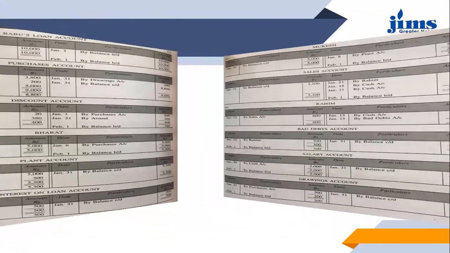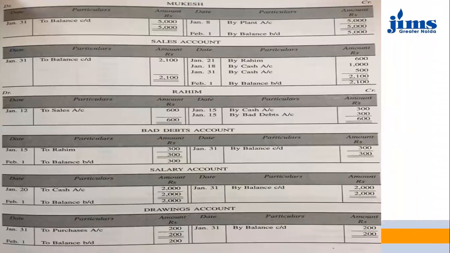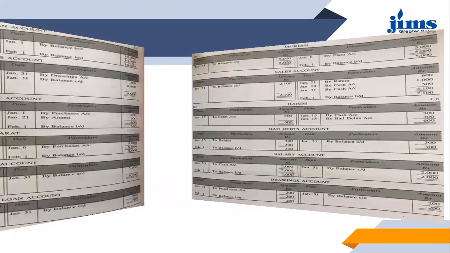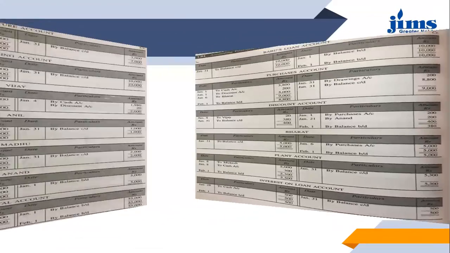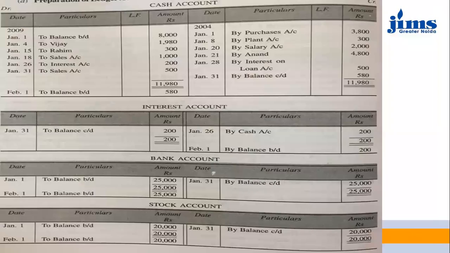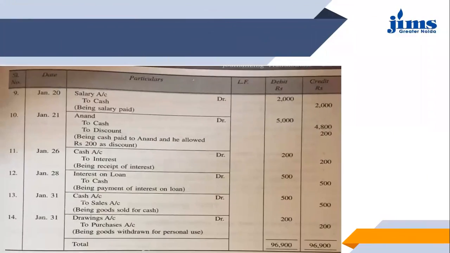And in the drawings account, at the end, you can see the drawings account, it is getting debited with to purchases account. So with this, we are done with the posting of all the transactions that we have recorded under the journal entries. We are done with all the postings in the transactions.